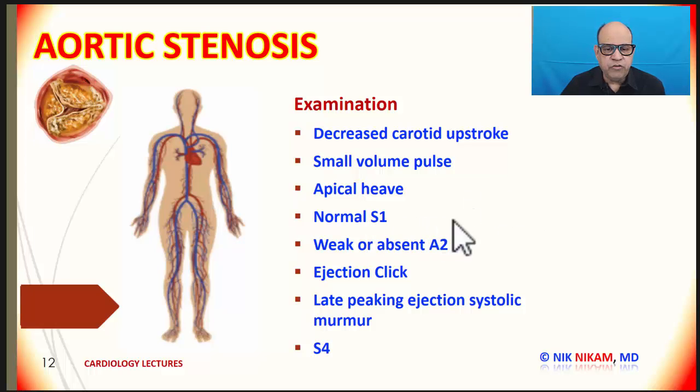The S1 is normal because of the extremely stenotic and immobile aortic leaflets. The aortic second sound may be muffled or absent because of the calcific leaflets. Movement of the leaflets during systole can produce an ejection click. We may also have a late peaking ejection systolic murmur.